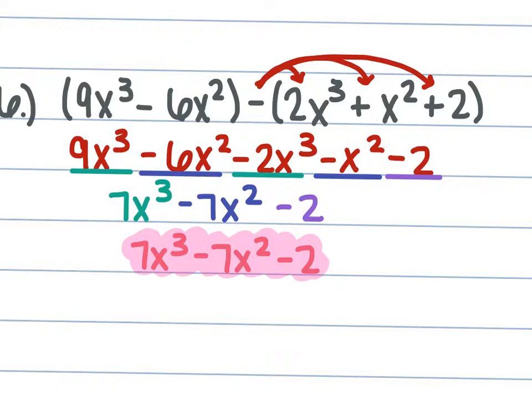I'm going to look for things that have the same variable, same power, which are these two right there. 9x to the third minus 2x to the third becomes 7x to the third. Negative 6x squared minus x squared becomes negative 7x squared. And then there's just a negative 2 at the end. Written in standard form, highest degree first. Any questions on that one?